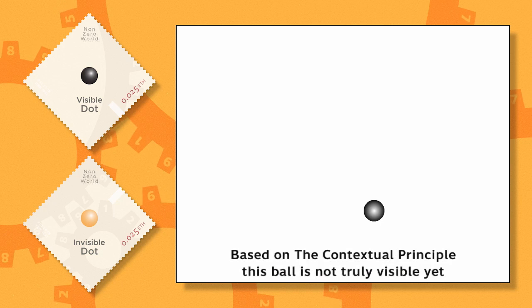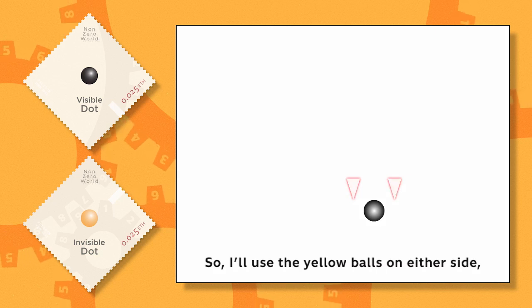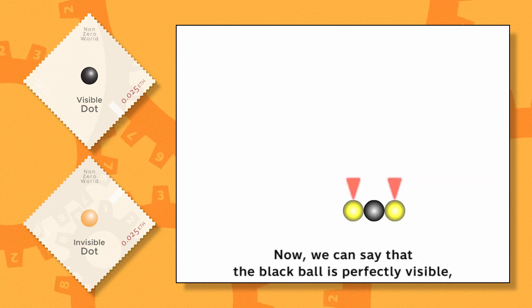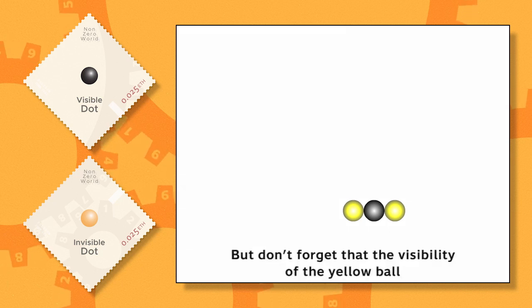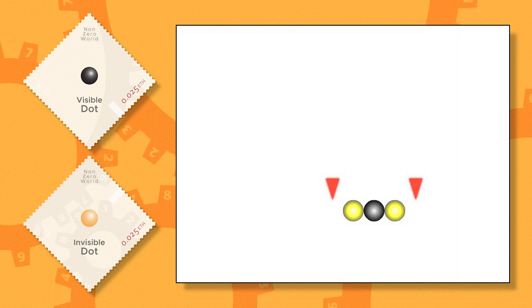Based on the contextual principle, this ball is not truly visible yet, because it lacks context. So, I'll use the yellow balls on either side, sandwiching the black ball, to serve as its context. Now, we can say that the black ball is perfectly visible, based on the principle of requiring context. But don't forget that the visibility of the yellow ball is based on the very same principle as well.